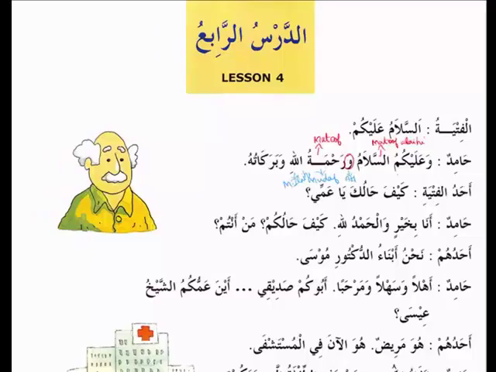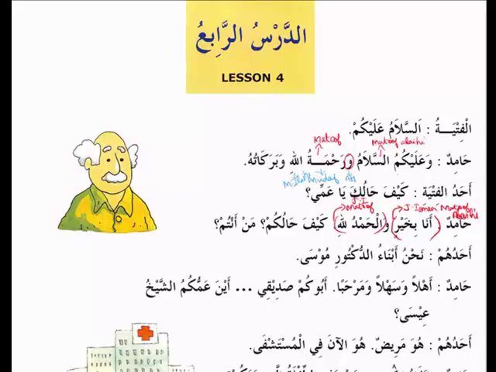Man antum? Who are you? Kaifa halukum. Next, you have the same wordings as previously you saw. Kaifa is istifham. Halukum is mudaf and mudaf ilayhi. Man antum? Who are you? So man is ismu istifham, antum is domir munfasil.